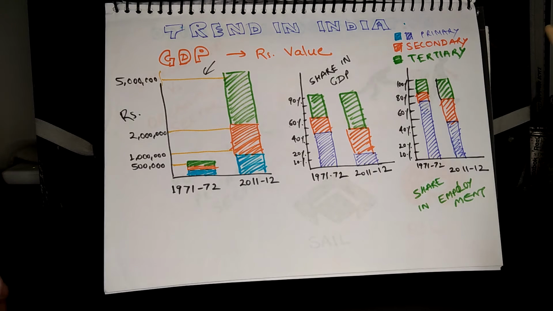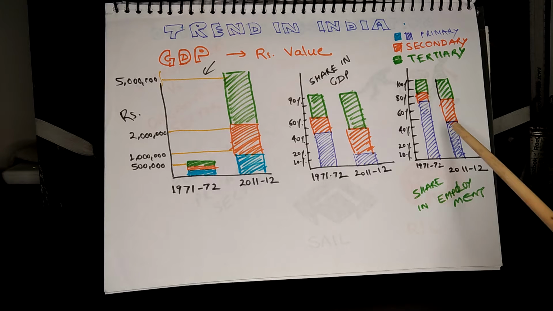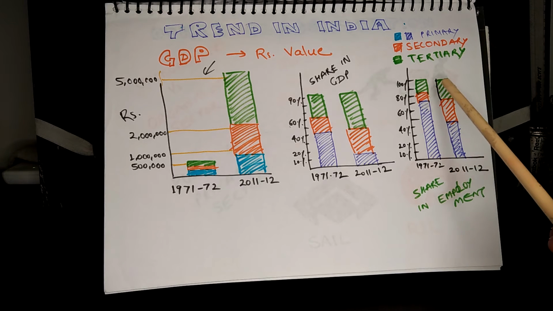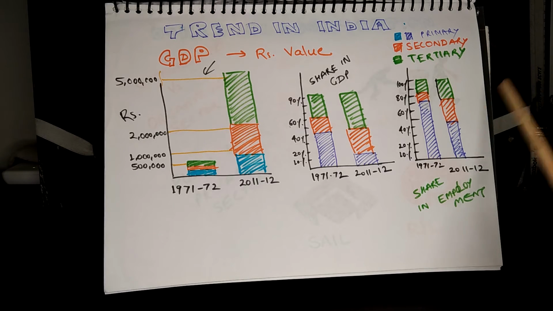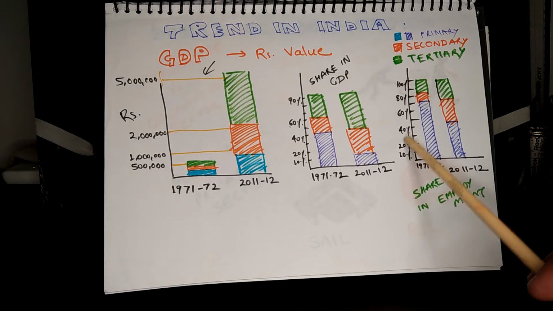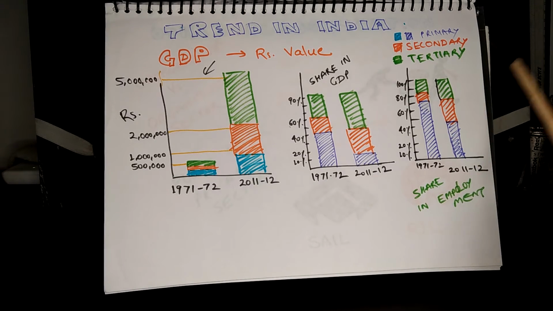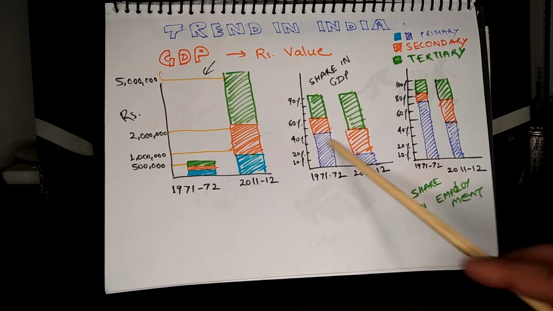Now let us see what the situation is in terms of employment generation. This is the figure of 1971-72, and this is the figure of 2011-12. In terms of employment opportunities, in 1971-72, 70% of the people were dependent on the primary sector for employment. This figure dropped from 70% to 49%, to be precise. So there was a drop, but it was not as significant as these drops.